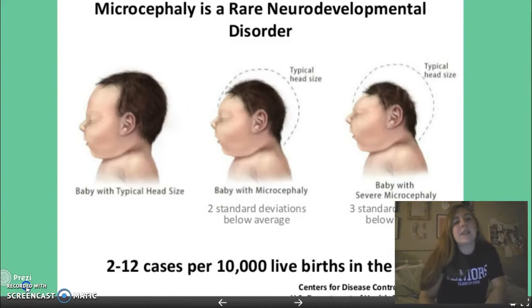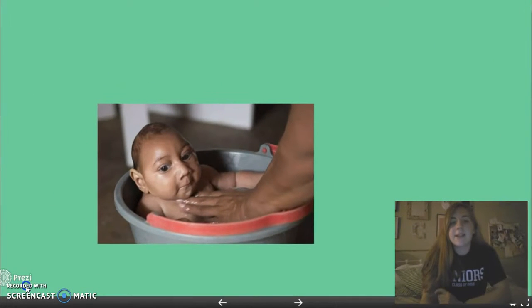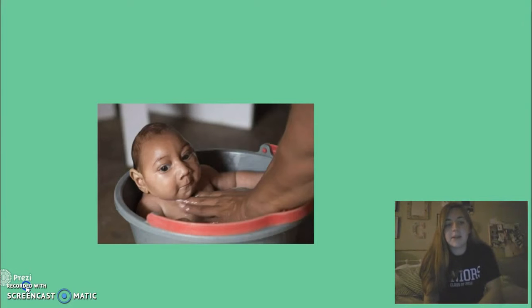This is just an example of what microcephaly looks like. In the middle you can see a baby affected with microcephaly, and then there's also an example of severe microcephaly. This is also another example of a child with microcephaly.